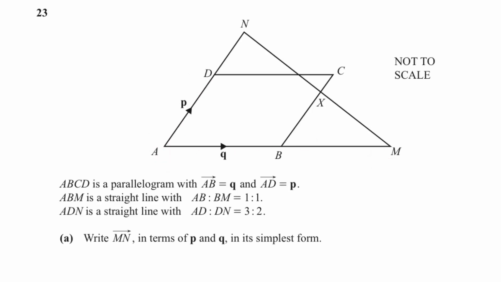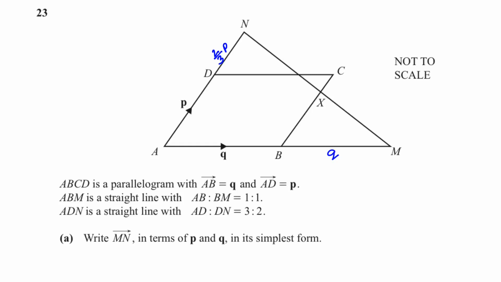ABM is a straight line. AB and BM ratio is 1:1. So if AB is Q, BM is going to be Q. Then ADN is a straight line with AD's ratio to DN being 3:2. Therefore, if AD is P, DN will be 2/3 P. Okay? Let's move on to the next question.